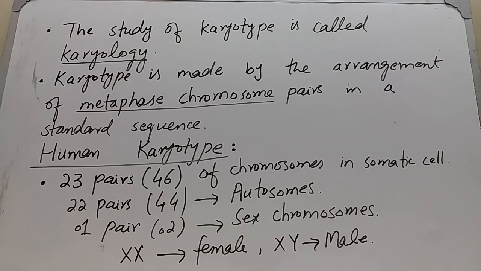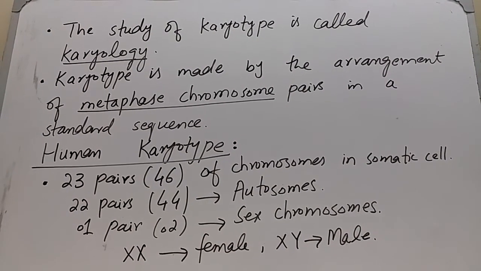And the last pair, the 23rd pair, is called the sex chromosomes, because these chromosomes contain genes for sex determination. In human beings, if both members of the last pair are the same shape, that is X and X, it is called female. And if it is X and Y, then it represents the male. So that's about the human karyotype.